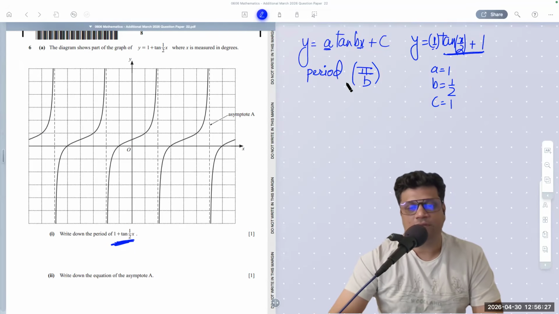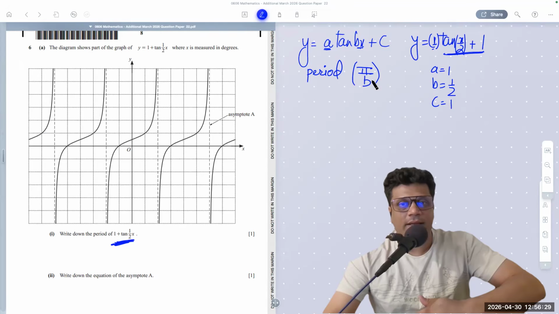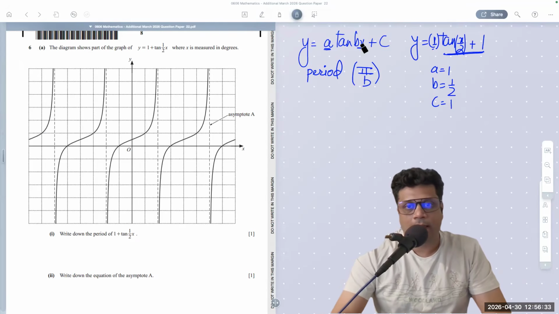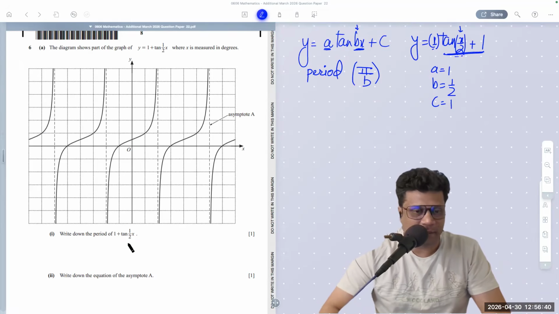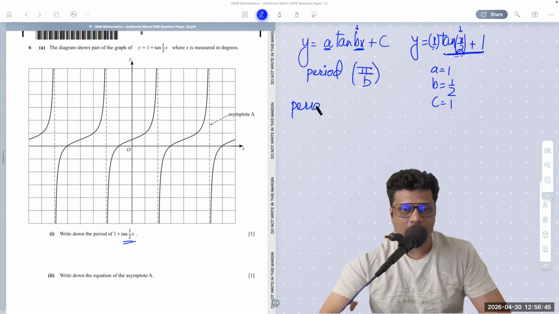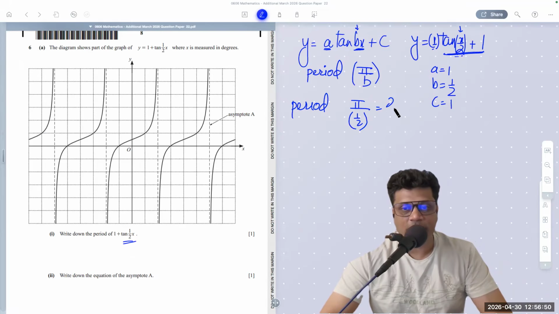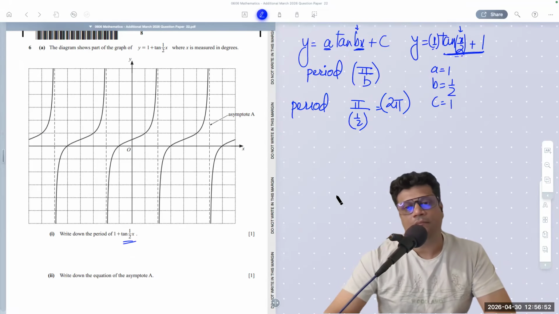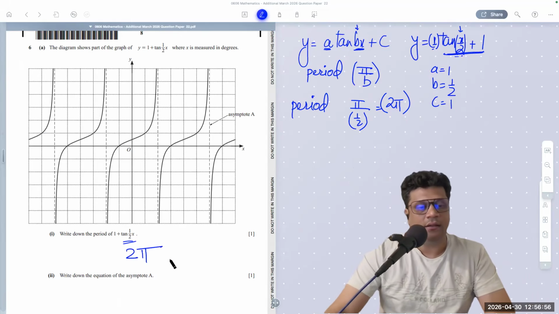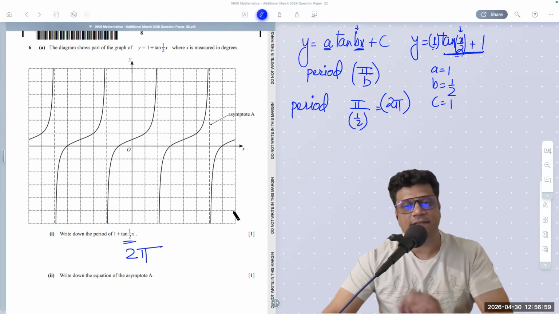And that is how, so there's a very common place, pi by b. b is 1 by 2 in this case, okay? For us to recognize. b is 1 by 2. What you have with x is b, and what you have with x here in the expression is 1 by 2. So period is gonna be pi divided by 1 by 2. Well, that comes out to be 2 pi. Okay. So that is your period for this thing for 1 mark. And then the equation of the asymptote.